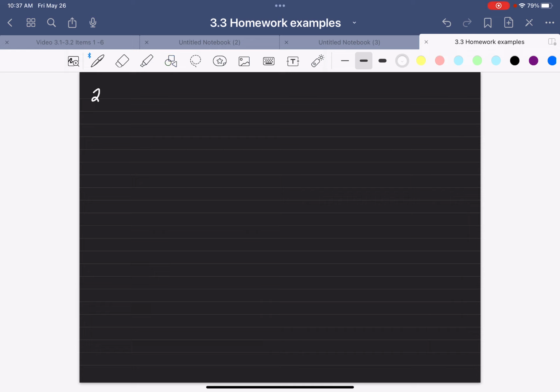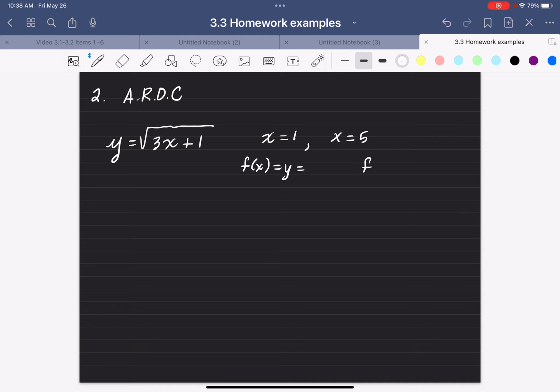Number 2 also asks for the average rate of change. I'll just call that the AROC from now on. But keep in mind, that's the same as the slope, and it means the slope of a secant line to a curve. So y is the square root of 3x plus 1. And this time they gave us x's again. X is 1 and x is 5. So the first thing we need to do is find our f of x, or our y values, by plugging those values in to the function.